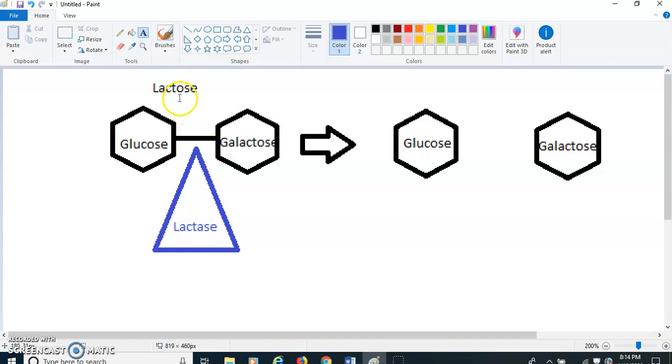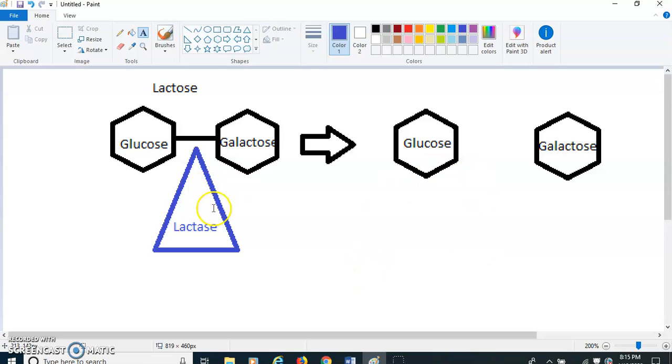Enzymes, remember, are specific for their substrate. So this is the only enzyme that's going to break the bond in this particular substrate, the lactose molecule. Lactase is the enzyme. I made it a little blue triangle. It's going to come up here and break that bond. Once that happens, we get individual sugar molecules. Those are just the right size to pass across the small intestinal epithelial cell and then get into the bloodstream in the lamina propria.